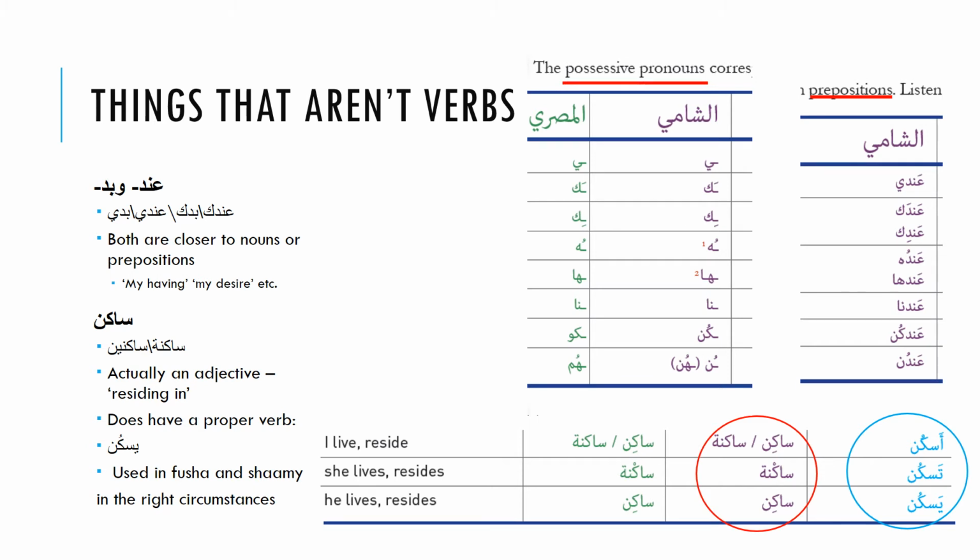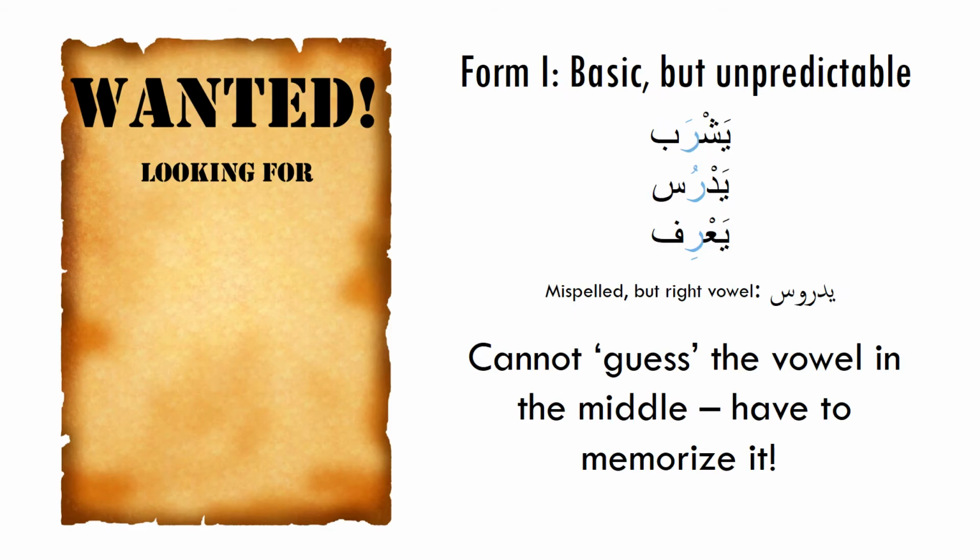There is a proper verb that's used in fusha in certain circumstances in Shami, and this is just a very well-behaved verb. The stem is skun with a dhamma, and it can be conjugated like anything else. So you can see the blue box around that in the glossary. So we can break verbs down based on their stem. The most basic that the book tells us about is what we call form one. And we always use Roman numerals for this.